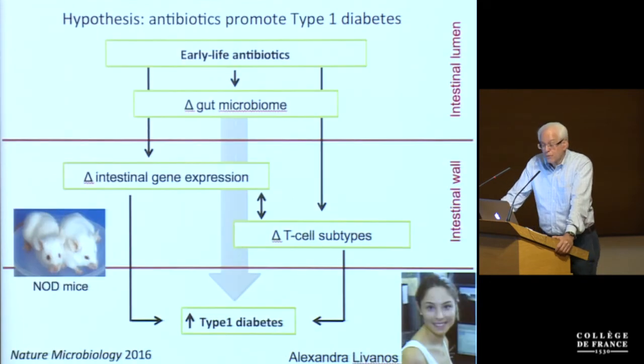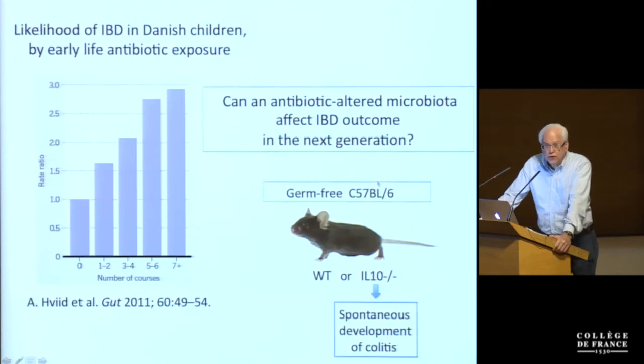Now those are based on markers. We also did a study of disease, and this is work that Alexandra Levanos did when she was an MD PhD student in the lab. Ali's hypothesis is that antibiotics would promote type 1 diabetes in NOD mice. These are mice that spontaneously get type 1 diabetes, through effects on gut microbiome, changes in intestinal gene expression and T-cell subtypes leading to type 1 diabetes. Ali actually showed every part of this hypothesis, and now we're continuing to work on this as a model of antibiotic-perturbed type 1 diabetes.